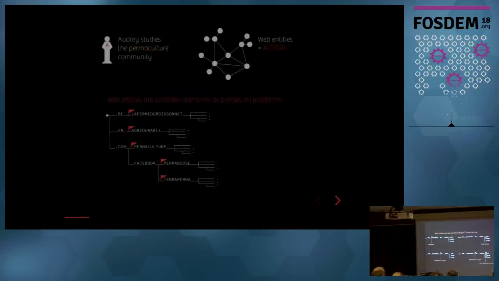So let's flesh that out with some typical users. Our first user is Audrey. She wants to study the web in the sense of actors. She sees websites connecting together. So what she would have in this case is different domains and possibly Facebook profiles. Okay?